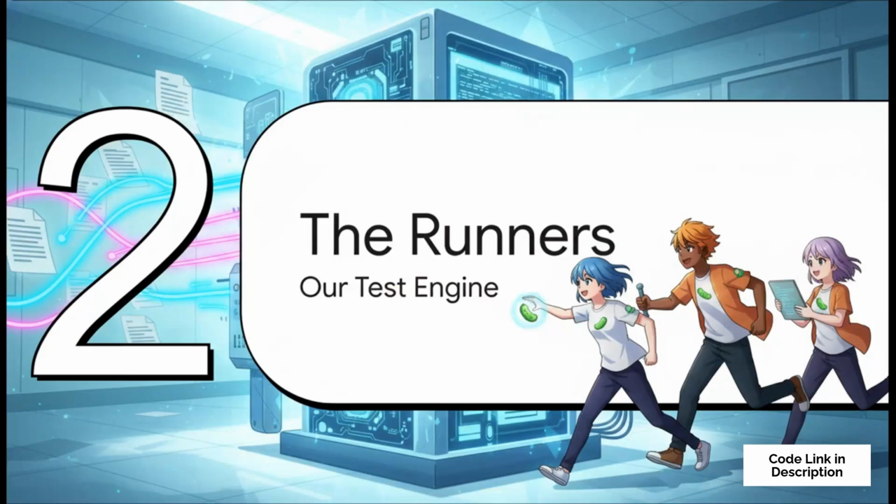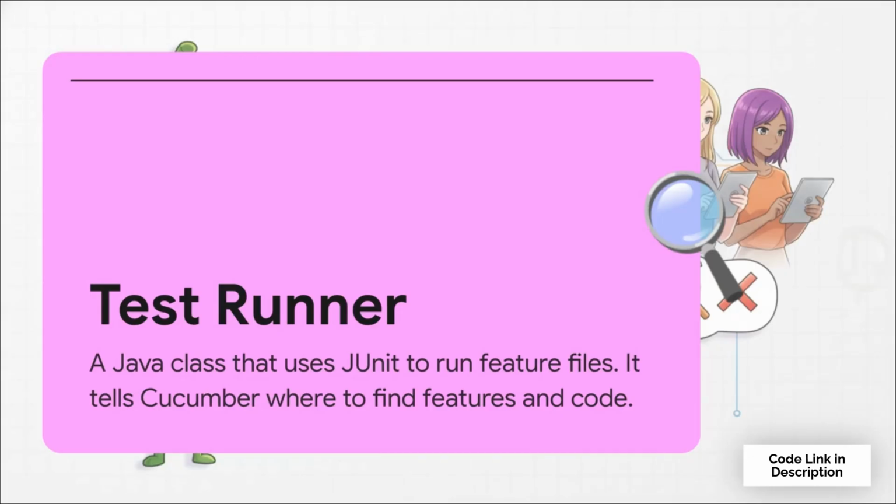Okay, so we've got our test written out in a way that anyone can understand. Fantastic. But how do we get the computer to actually read it and execute it? For that, we need a test engine, or what Cucumber calls a runner. Think of the test runner as the director of a play. It's a really simple Java class, and its only job is to get the show started. It basically tells Cucumber, hey, over here are the scripts, our feature files, and over there are the actors, our step definition code. Now, action!